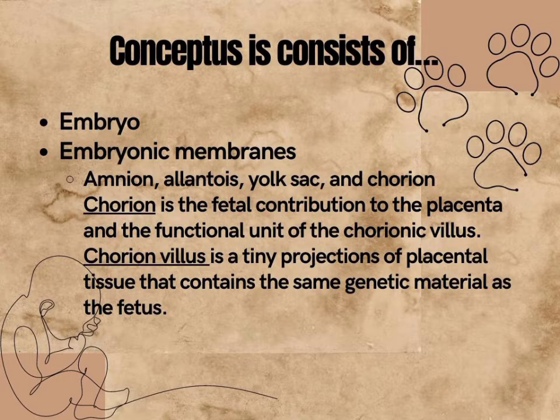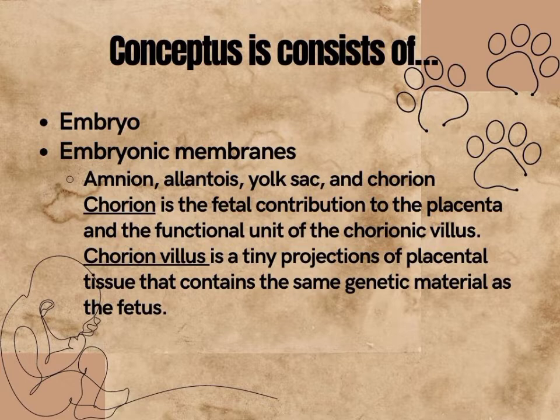Conceptus consists of the embryo, which is the initial stage of development of an organism, and embryonic membranes such as the amnion, allantois, yolk sac, and chorion. These membranes provide protection and a means to transport nutrients and waste. Chorion is the fetal contribution to the placenta and the functional unit of the chorionic villus.